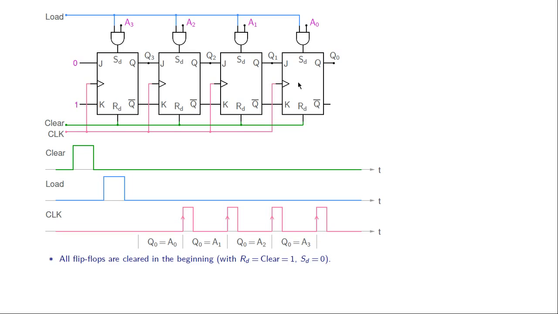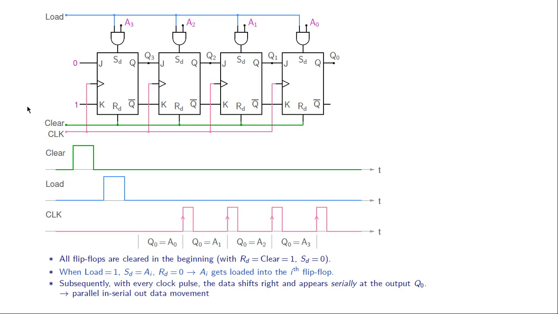Alright, now the clock pulses come along. What happens when the first active edge comes? This 0 will get transferred to Q3. Whatever Q3 was will go to Q2 and so on. So that's a shift right operation by one position. And with each additional active edge, the data will simply shift right one more time. So that is how this circuit works.